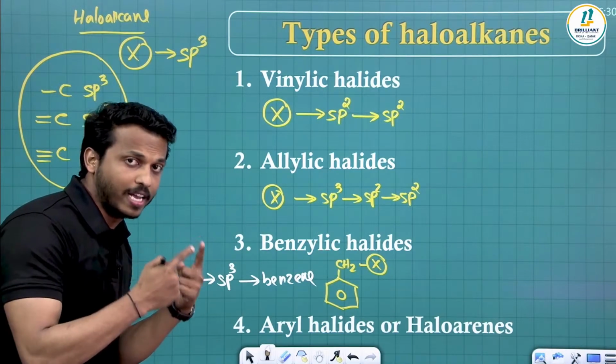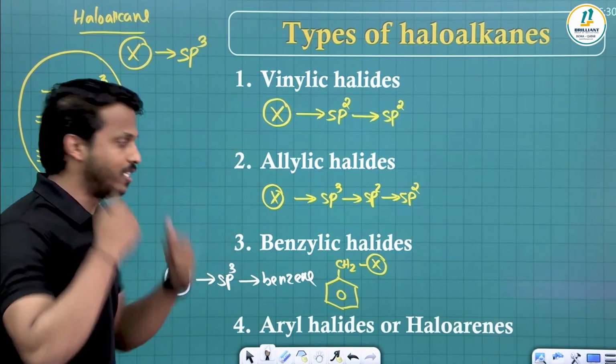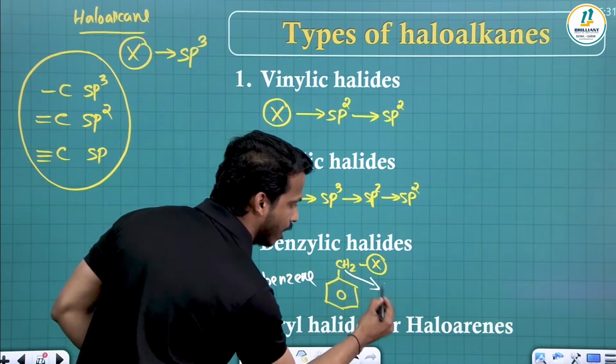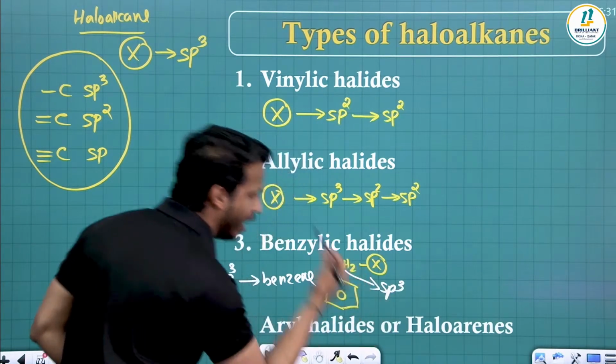Halogen connected to carbon sp3, then it's connected to benzene. See all of you, halogen connected. What is this carbon hybridization? Full single bond, sp3, then a benzene ring.